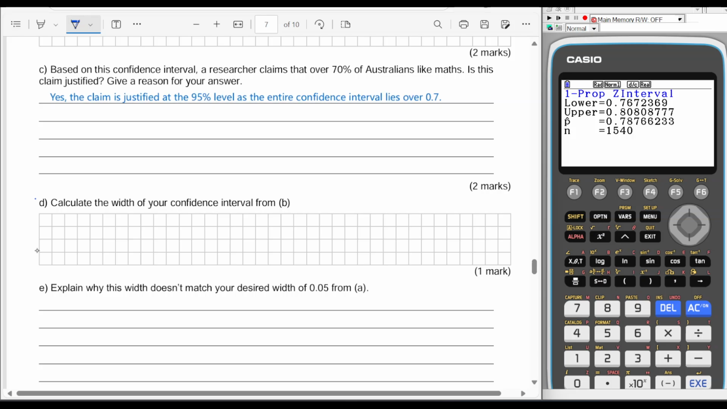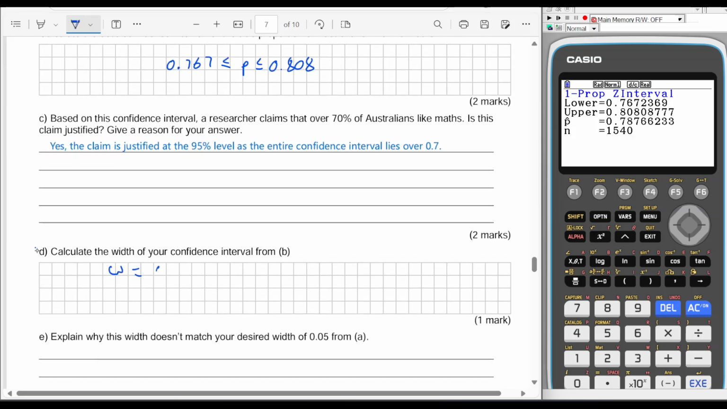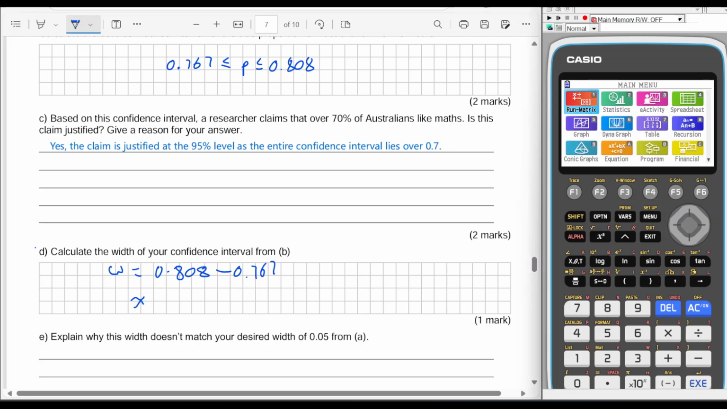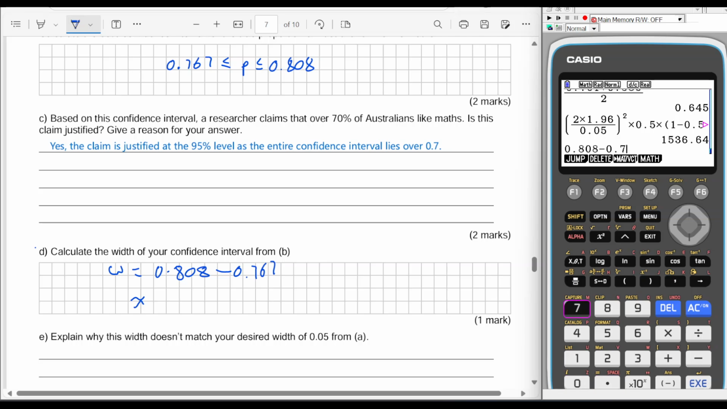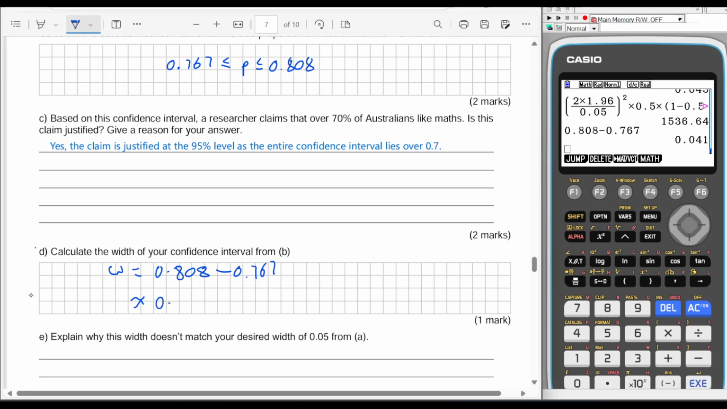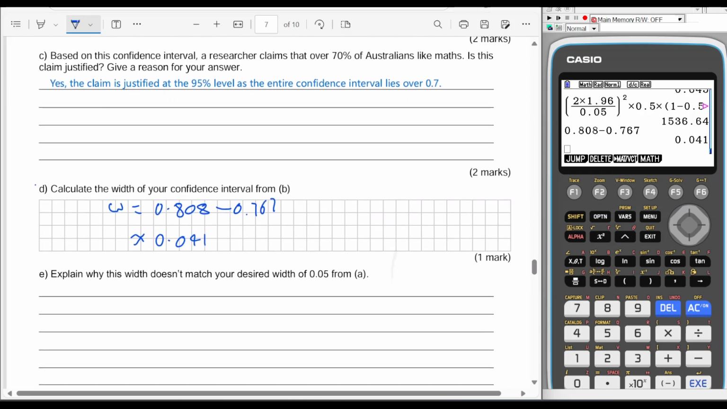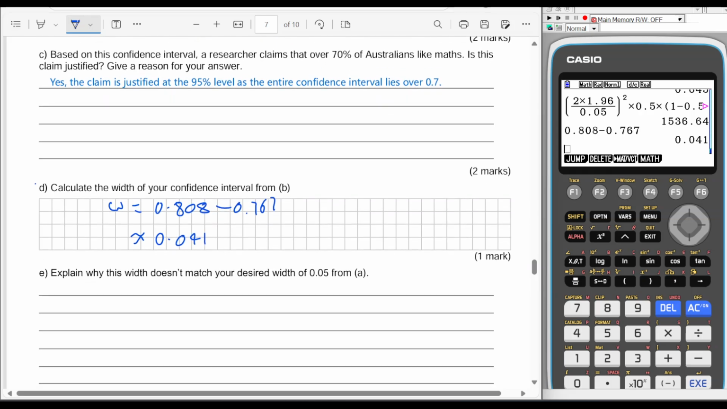Okay, calculate the width of your confidence interval. So width is 0.808 minus 0.767, and that roughly equals 0.041. Groovy, all right.